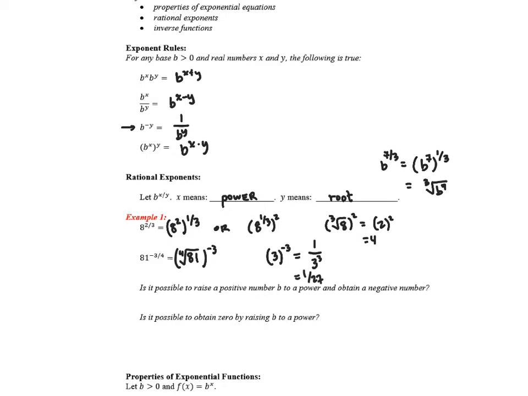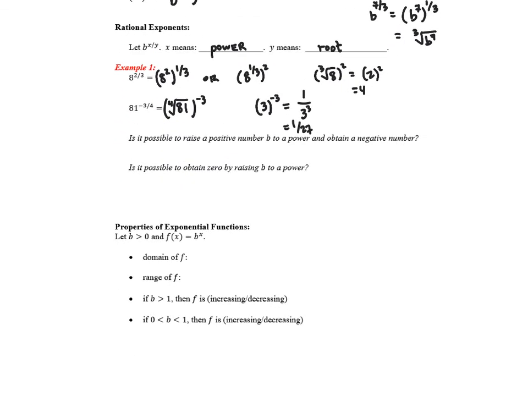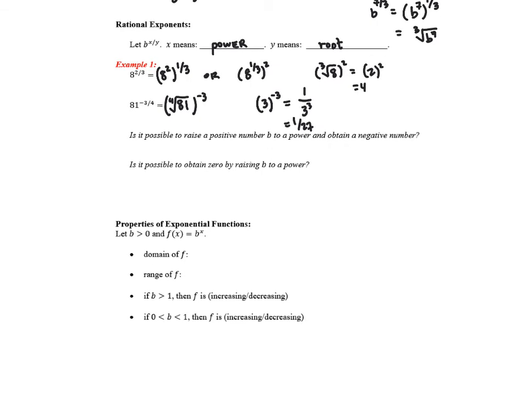Something interesting to think about is, is it possible to raise a positive number to a power and obtain a negative number? Well, let's say b equals 5, and I take 5 to a power, and that's going to give me some y value. The larger that x gets, the larger the actual value gets. So as we sketch this graph, 5 to the 0 would be 1. And then as x gets larger, y gets larger. It's an exponential function, it's growing.